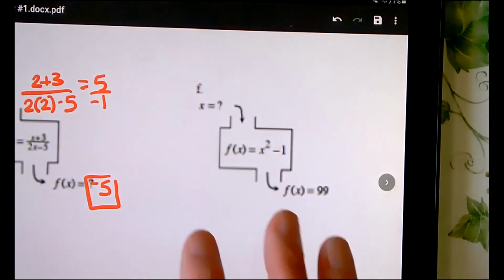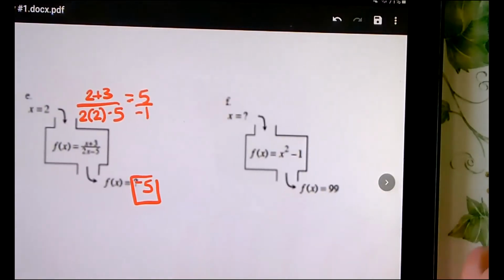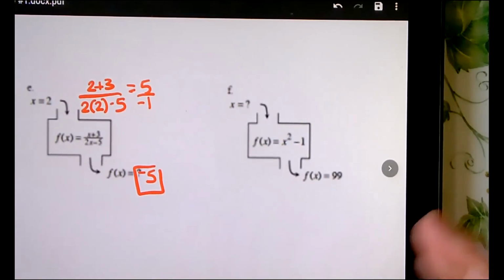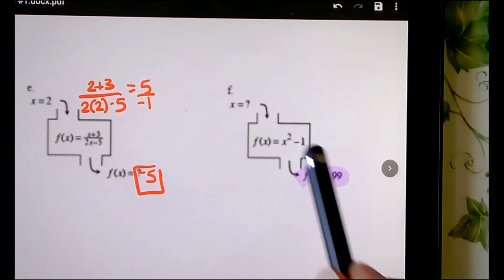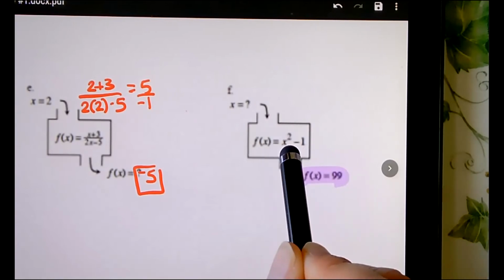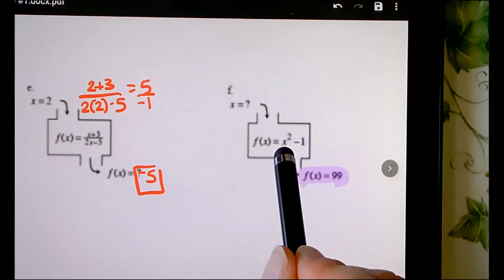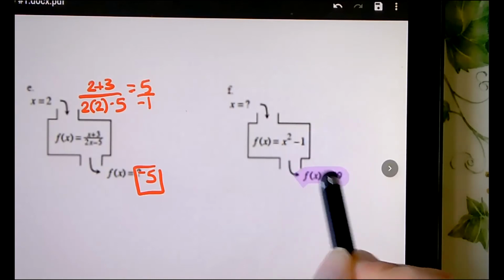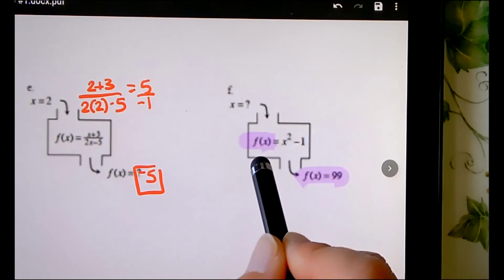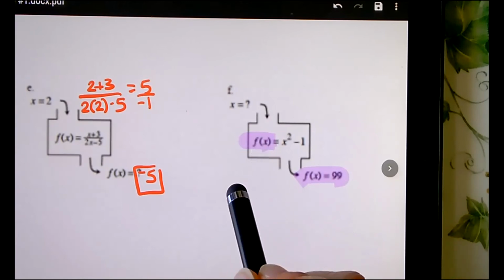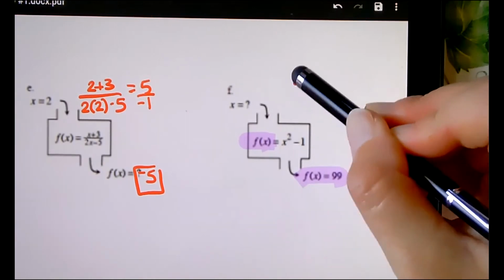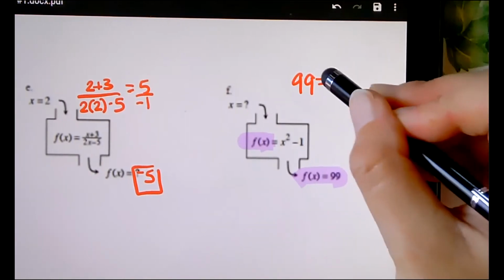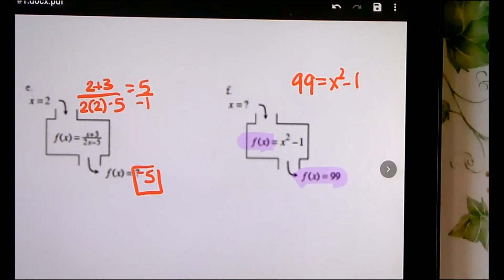So the next one here, we're going to be, again, having our output. Okay, you got to pay attention to whether it's your input or output. So I'm not putting 99 in here, okay? Thank goodness I don't have to square a 99. So I'm getting out a 99. What did I put in to get out a 99? So I'm going to go 99 equals x squared minus 1, and then I'm going to do this math.